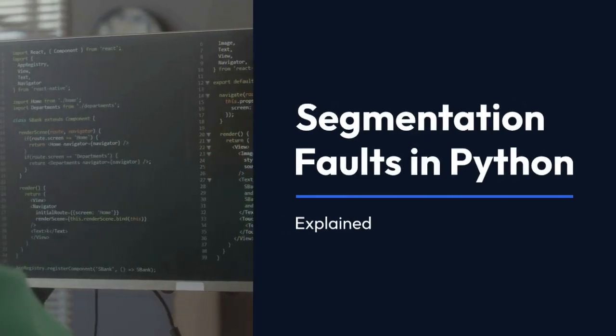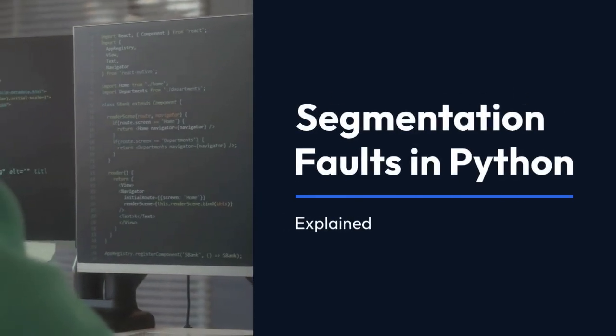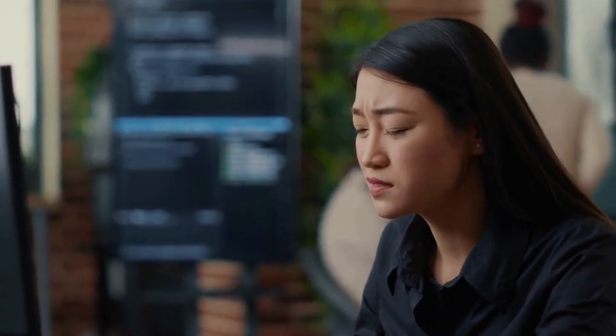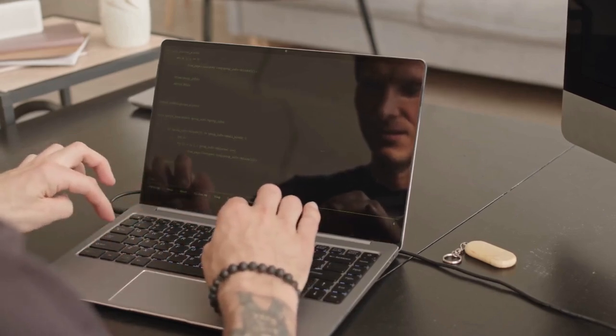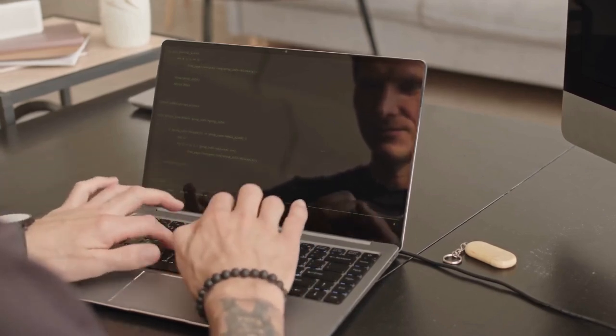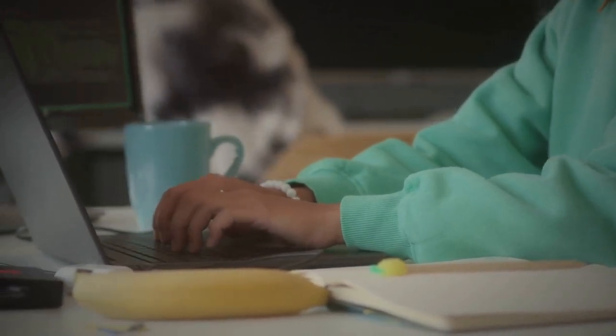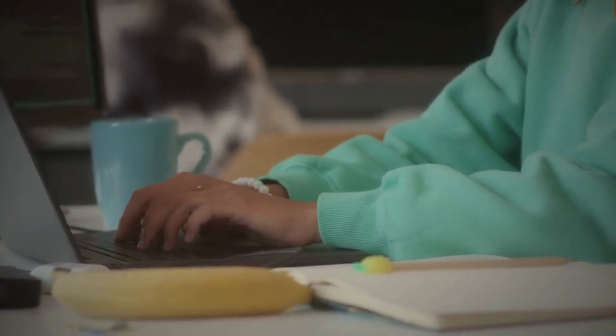We're going to explain segmentation faults, specifically segmentation fault 11, in Python. A segmentation fault, often shown as "segmentation fault, core dumped" or "segmentation fault 11", is a serious error indicating your program tried to access memory it shouldn't have. Think of it like trying to open a door that doesn't exist in a building.